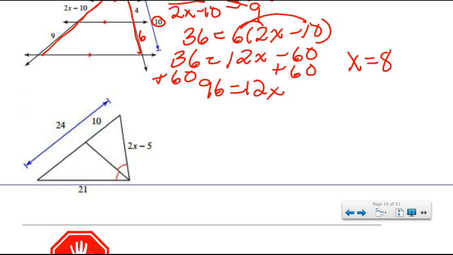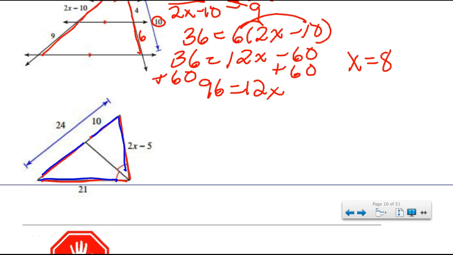And last one up. We're going to set up a proportion again. This is to this as this is to this. Or this is to this as this is to this. You just got to be careful that you grab those corresponding parts, but other than that, you're safe to set that up however you want to.